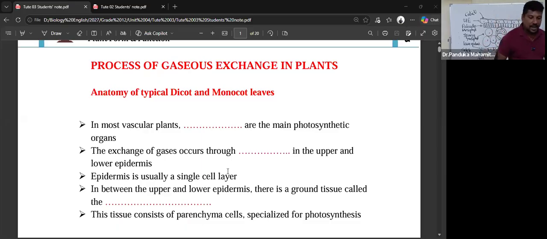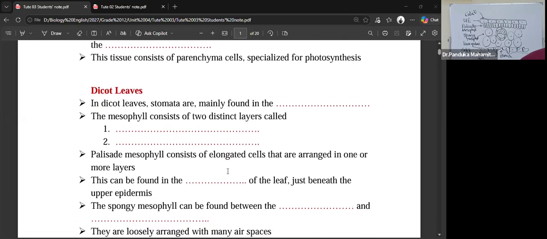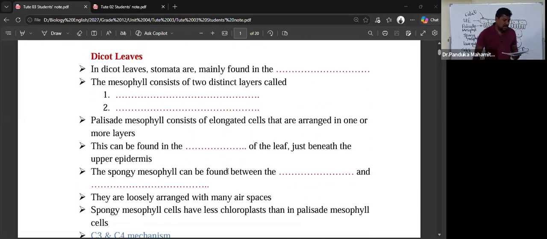Now we'll focus on dicot leaves. In dicot leaves, stomata are mainly found in the lower epidermis. Remember, in dicot leaves, stomata are found mainly in the lower epidermis. The mesophyll consists of two distinct layers called palisade mesophyll and spongy mesophyll.